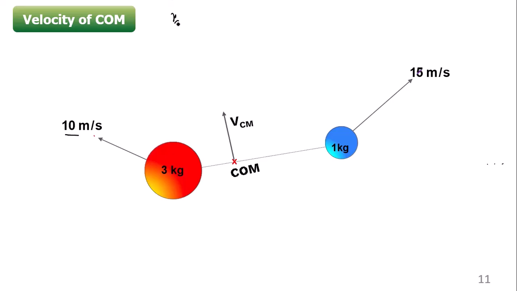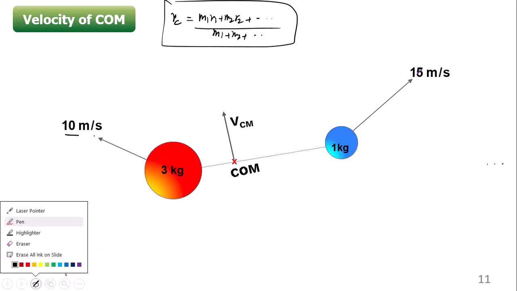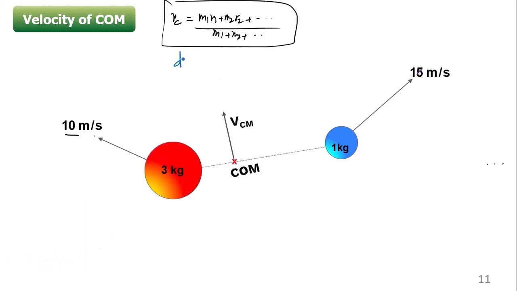If I say rC is the position vector of the center of mass, that equals m1 r1 plus m2 r2 divided by m1 plus m2. That is the most general formula. If I differentiate both sides, I get drC/dt. What is drC/dt? It is the rate of change of position of the center of mass with respect to time, that means nothing but the velocity of the center of mass. That equals m1 into dr1/dt, because mass is constant, plus m2 into dr2/dt, and so on.